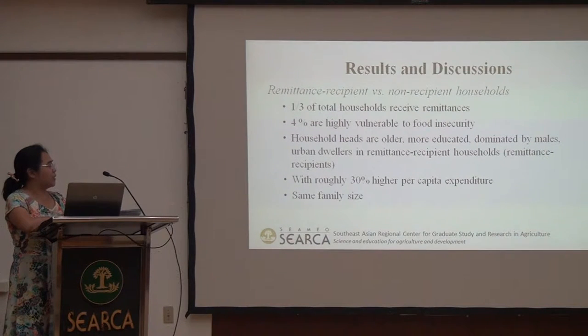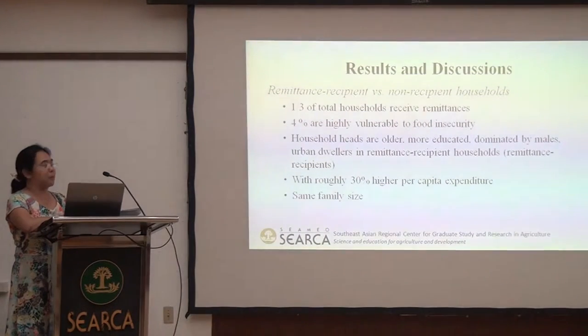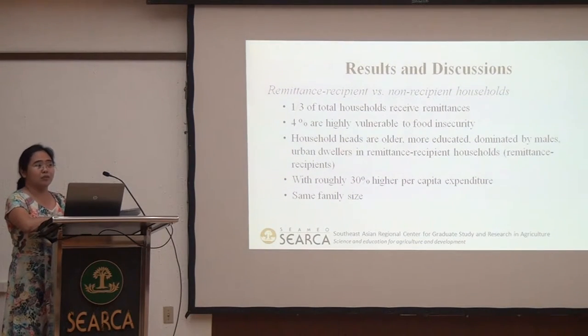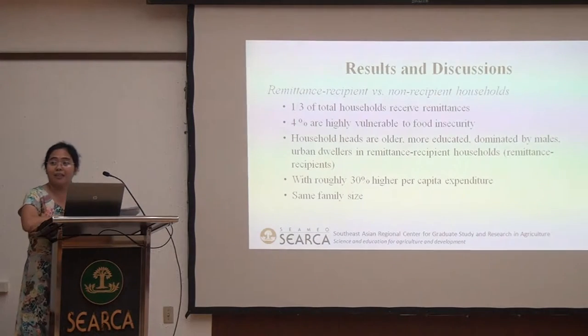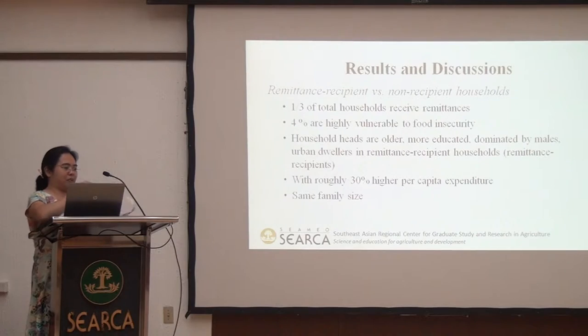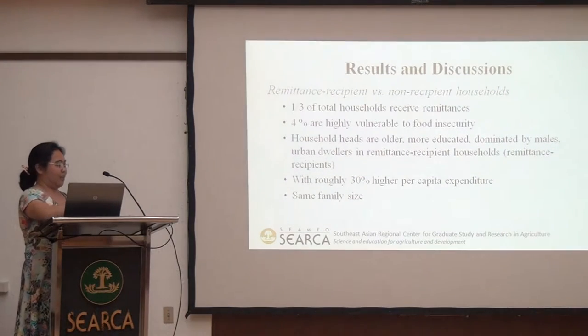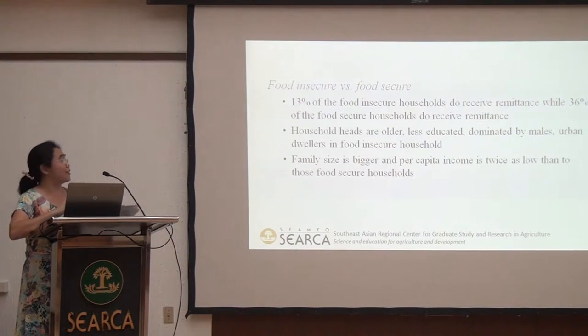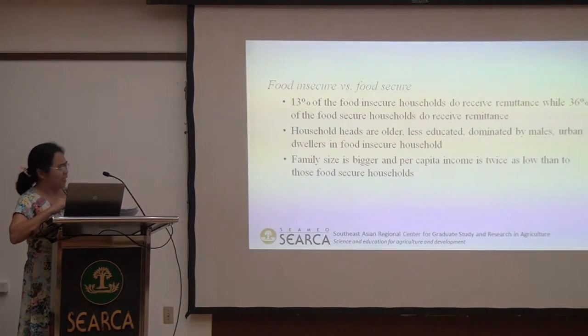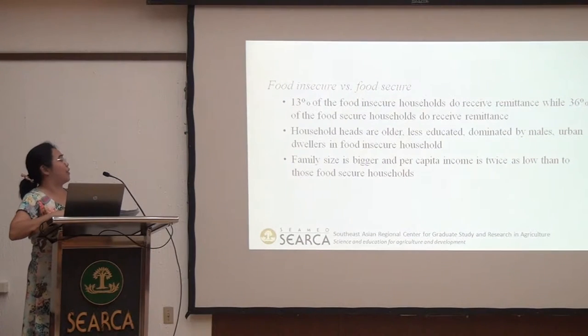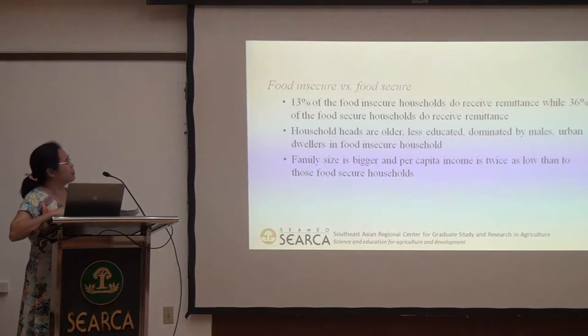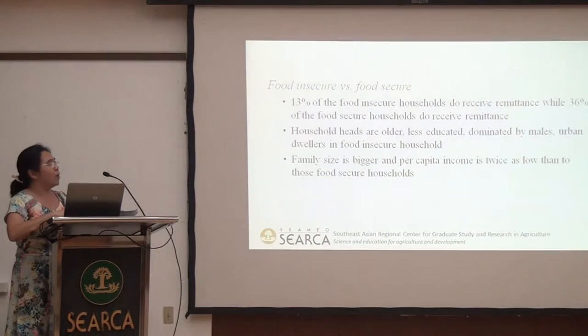They also have roughly 30% higher per capita expenditure compared to their counterparts. And the same family size has been observed for both remittance and non-remittance recipients, approximately 3 family members per household. Next is the comparison between food insecure and food secure households. You notice that food secure households have more remittance recipients than food insecure households. Looking at the figures, 36% of the food secure households receive remittances, while 30% of the food insecure households receive remittances.